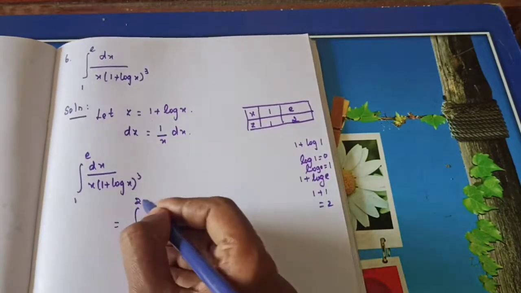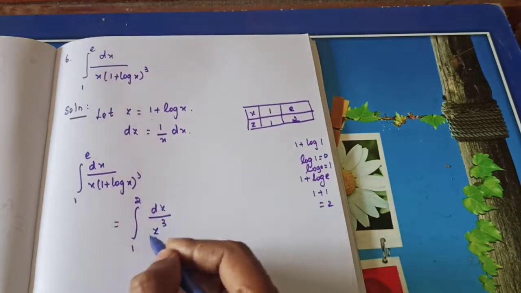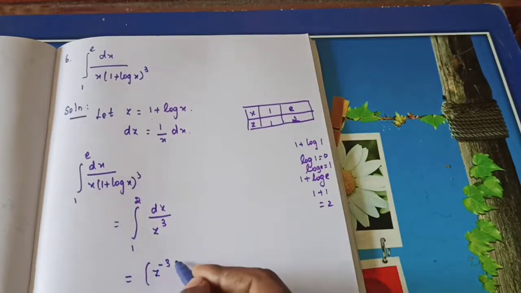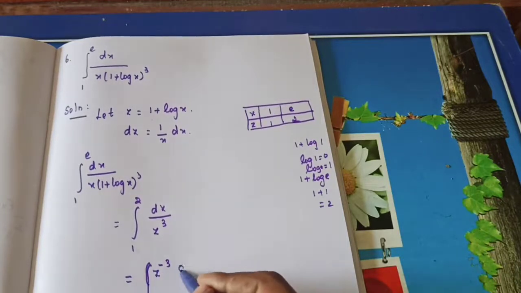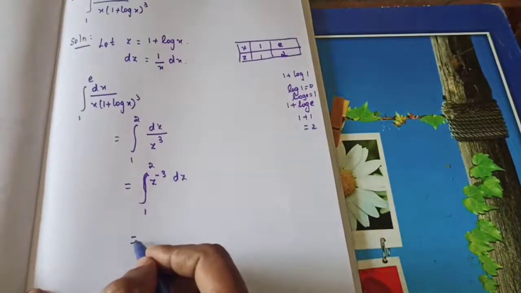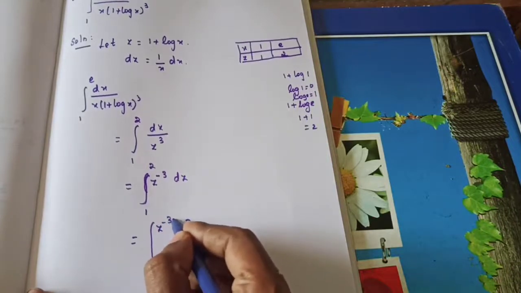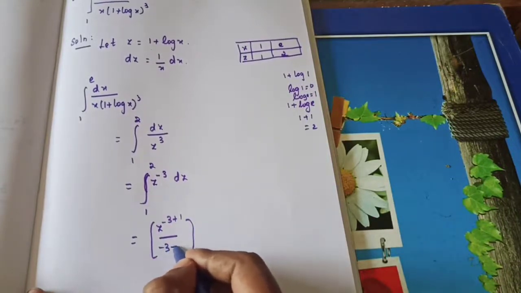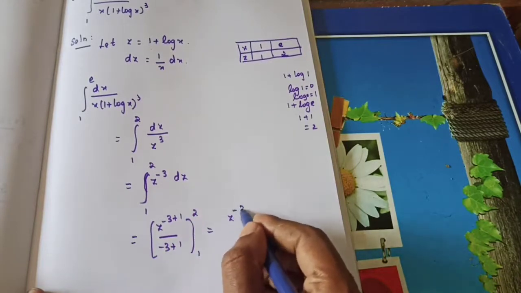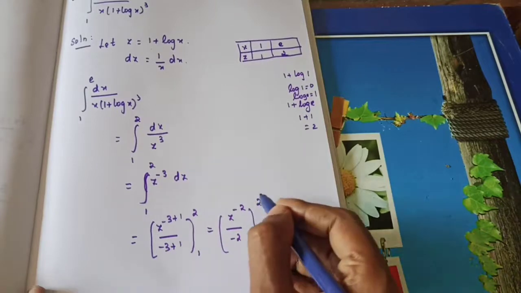Integral of 1 to 2, substitute dz by z cube. Correct? So bring this z up. So what's the value we'll get? z power minus 3 dz, integral 1 to 2. So now integrate it. So z power minus 3 plus 1 divided by minus 3 plus 1, limit is 1 to 2. So z power minus 2 divided by minus 2, limit is 1 to 2.